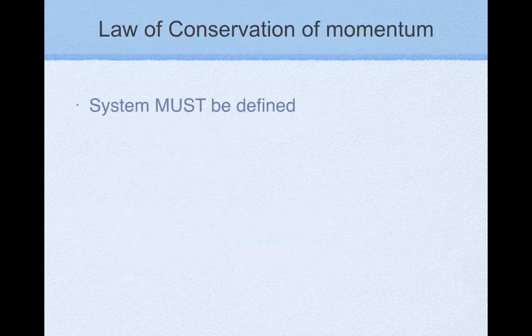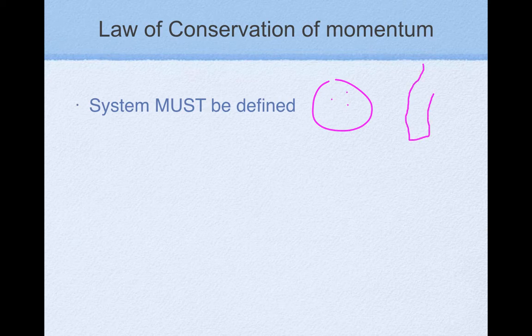So let's look at what this is really doing. First off, our system must be defined. So in the earlier problem, we talked about a pin and a bowling ball. We've got a bowling ball, and we have a bowling pin. Not an artist by any means. It's a really bad bowling pin. But anyways, there's my system. My system's defined.